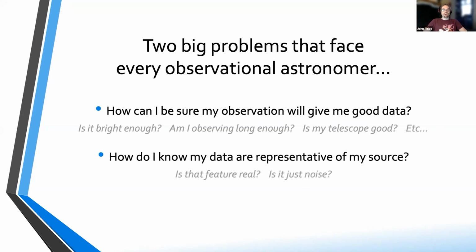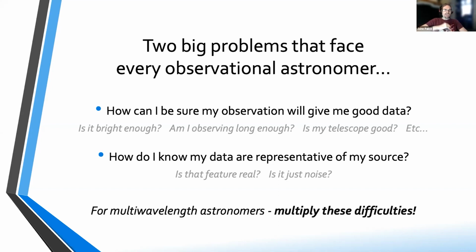And the second is, how do I know my data are representative of my source? How do I know that any features I see are real, that there's something in the cross-correlation function? Is that something that's just noise, or is it actually real? After all, what we're doing is having one finite observation of a much larger process, so there's an inherent problem there. And for multi-wavelength astronomers, or even just multi-band astronomers, you can multiply these difficulties.